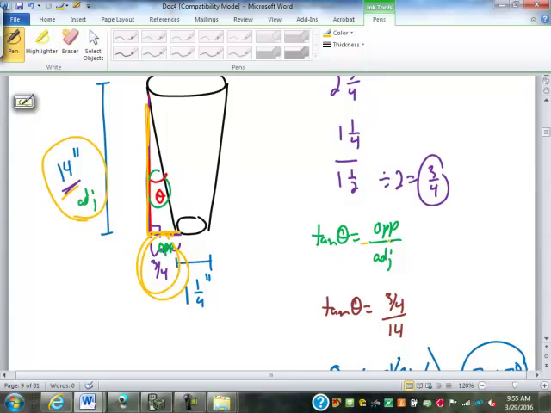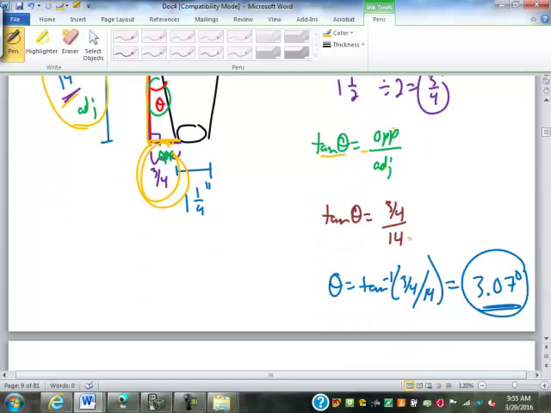So that's tangent of an angle is opposite over adjacent. So we fill in our numbers. We got 3/4 is the opposite. I'm changing it to 0.75 to make it easier on myself. The adjacent is 14. So tangent of the angle equals 0.75 over 14.